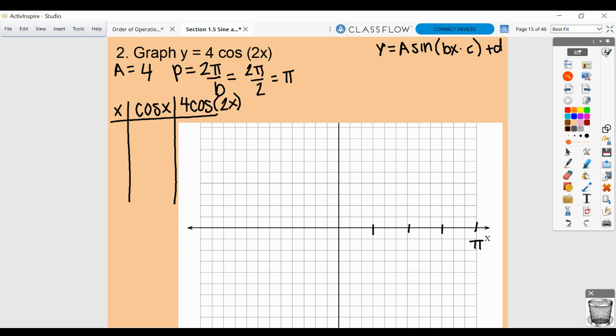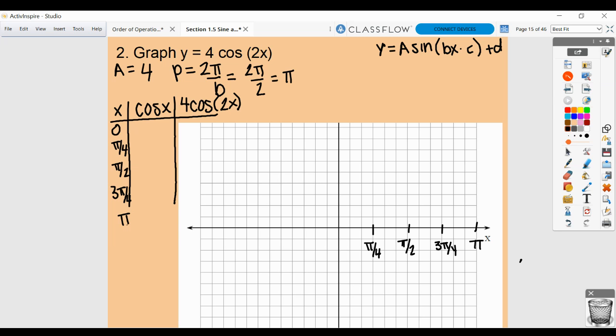So what is half of pi? Pi over 2. What's half of pi over 2? So what's half of 1/2? Pi over 4. And then what is between 1/2 and 1? 3 pi over 4. So your x values are 0, pi over 4, pi over 2, 3 pi over 4, and pi.